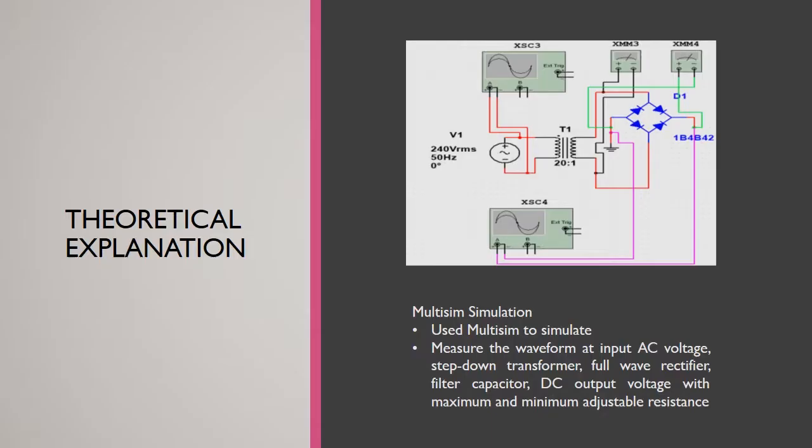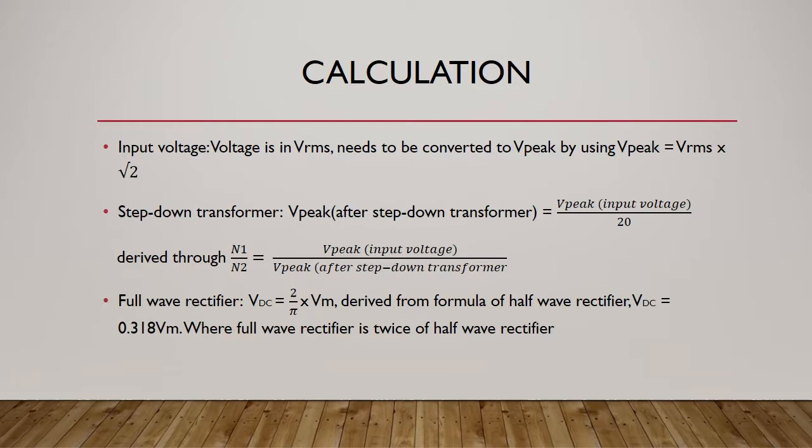For the theoretical explanation, we use Multisim simulation to simulate and measure the waveform at input AC voltage, step-down transformer, full-wave rectifier, filter capacitor, and DC output voltage with maximum and minimum adjustable resistance. For the calculation, the input voltage is still in VRMS, so we have to convert it to Vpeak by using Vpeak equals VRMS times square root of 2.